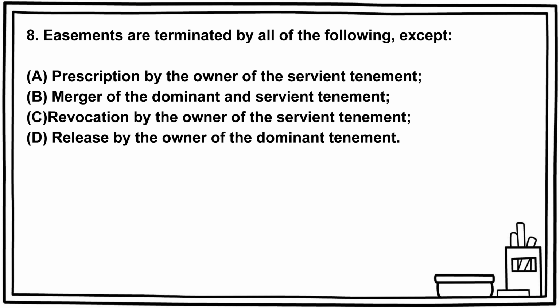8. Easements are terminated by all of the following, except: A. Prescription by the owner of the servient tenement. B. Merger of the dominant and servient tenement. C. Revocation by the owner of the servient tenement. D. Release by the owner of the dominant tenement.